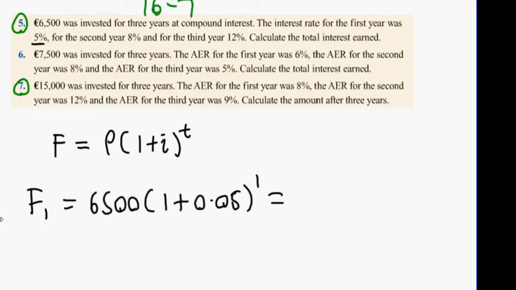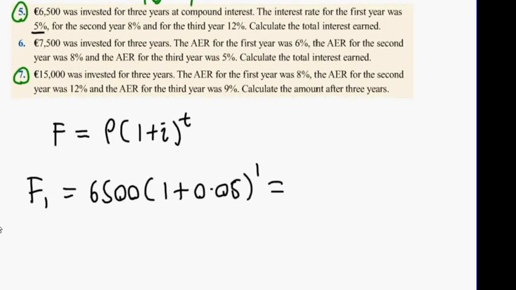For question 5, first year. What do you get? 6,825, and no cents. Okay, F2. How much money? What does F2 stand for? How much money do you have at the end of year 2?